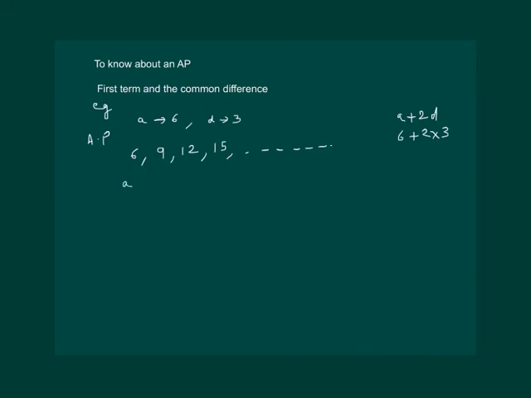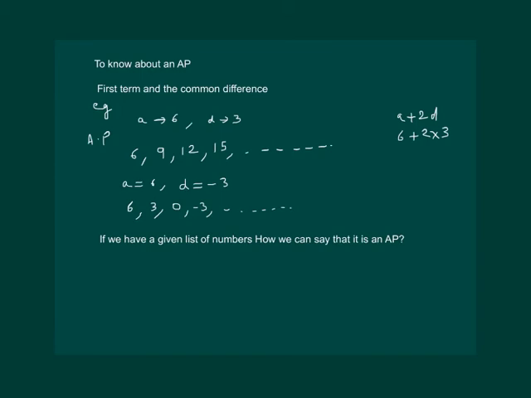Similarly, if a is given as 6 while d is given to be minus 3, then the arithmetic progression will be 6 plus d, that is 6 minus 3 is 3. Then the next term will be 0. Next one is minus 3, and so on. So that means if we know a and d, we can list the arithmetic progression.